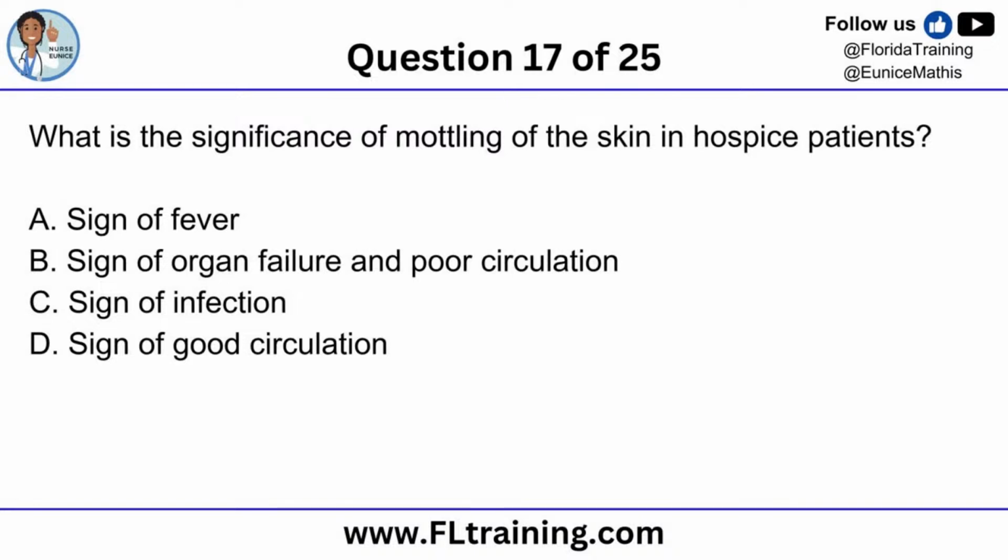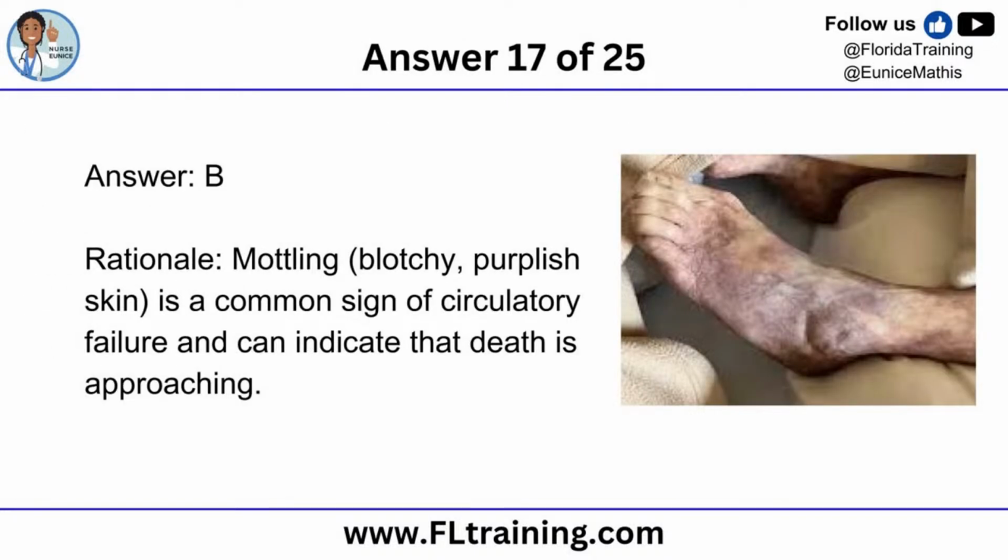All right, I see a lot of B's. Let's go ahead and dive right into the answer. If you chose B, you are absolutely correct. Mottling, blotchy, purplish skin, is a common sign of circulatory failure and can indicate that death is approaching.